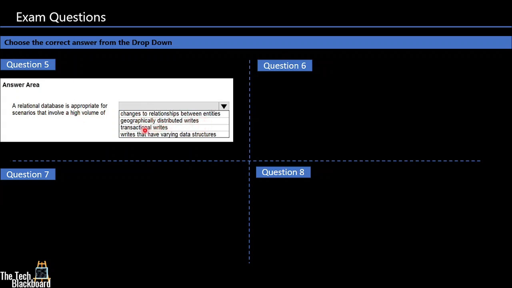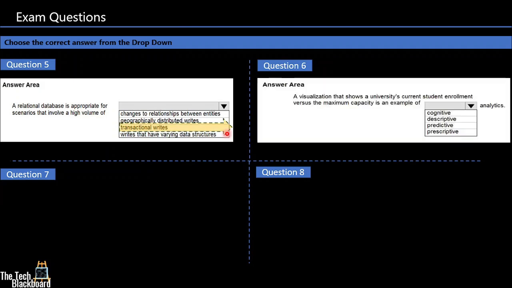The third option, transactional writes. This seems to be a correct option because relational databases are very suited for OLTP type of transaction. The fourth option is writes that have varying data structure. Definitely not a property of a relational database because when it's varying data structures, then it's more suitable for a non-relational database. So our correct answer is transactional writes.